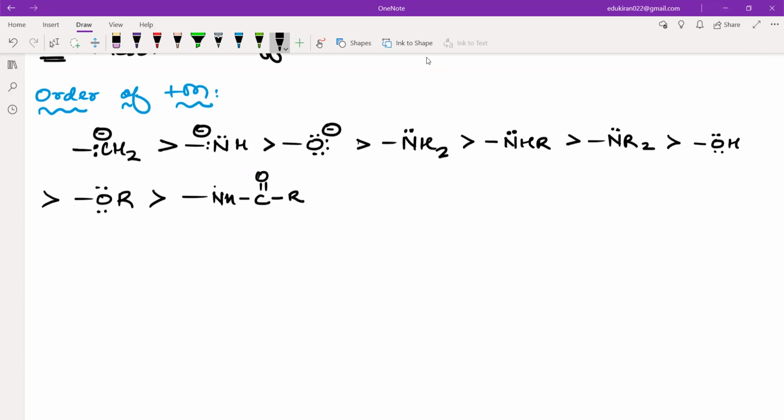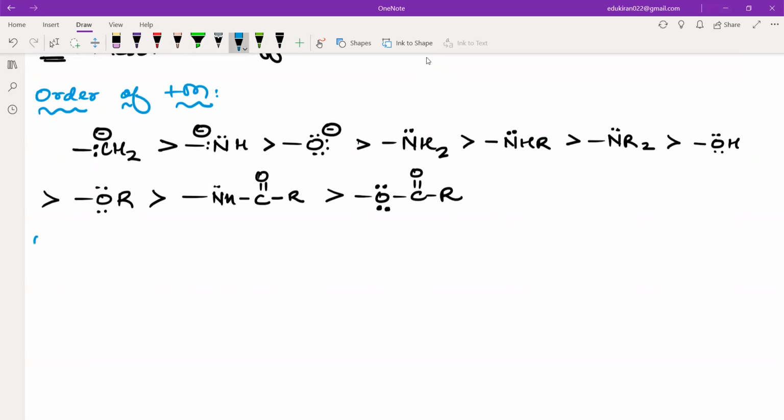R. So here we have this nitrogen, it is going to give electrons. Similarly, this will be followed by oxygen, the carbonyl carbon. There is R group. Okay, so it is reversed ester group. So this particular oxygen has the tendency to give electrons. Okay, so this is the order of plus M.